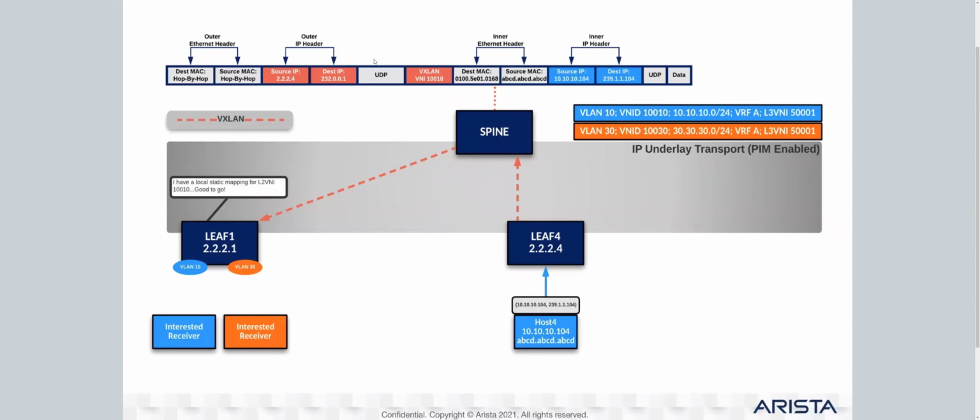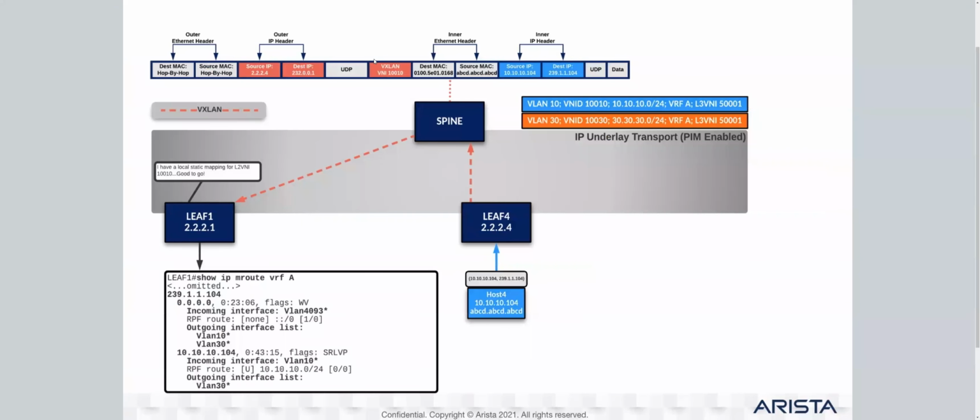So host 4 again came online. He's sending to this feed in VRFA. We know that that is going to be delivered via the underlay, so PIM underlay to leaf 1. Leaf 1 gets it and says, I have a local static mapping for VNI 10,010. That's VLAN 10. I'm all set. I'm going to locally bridge that out to my interested receiver in VLAN 10, and I'm going to locally do the routing operation and bridge it out to the interested receiver in VLAN 30. All good, pretty straightforward. And that's also why we see the incoming interface for this multicast group in VRFA as VLAN 10.